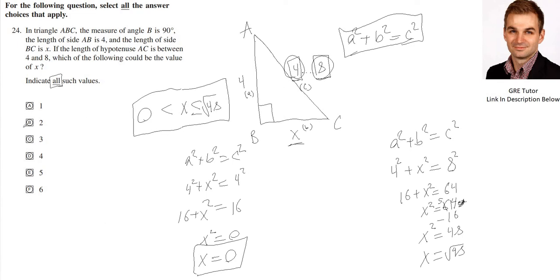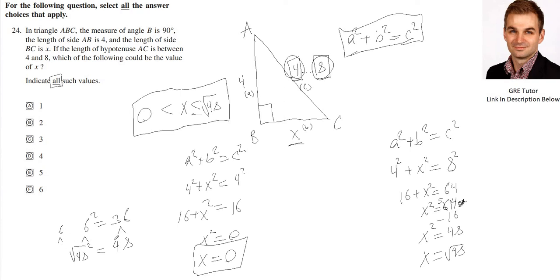Now, which of these numbers fall within this range? Well, let's look at our smallest number. 1 seems to fall within this range. Let's get our highest number, 6. Is 6 smaller than the square root of 48? Well, let's find out. 6 squared is equal to 36. The square root of 48 squared is equal to 48. Since 36 is less than 48, 6 squared is less than the square root of 48 squared. So it turns out that 6 is going to be less than the square root of 48.